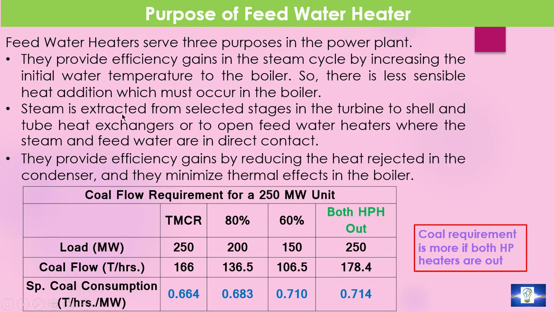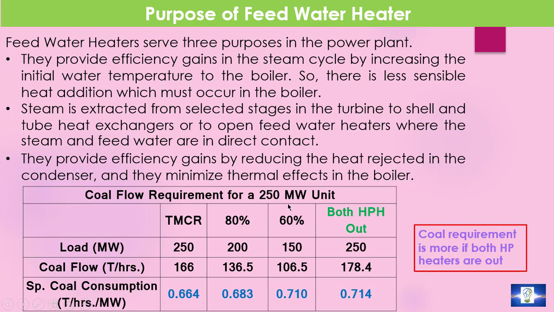Then steam is extracted from selected stages in the turbine to shell and tube heat exchangers or to open feed water heaters where the steam and feed water are in direct contact. And the next is they provide efficiency gains by reducing the heat rejected in the condenser and they minimize the thermal effects in the boiler, meaning some portion of the steam is extracted from the turbine and its maximum heat content is utilized without dumping into the condenser.